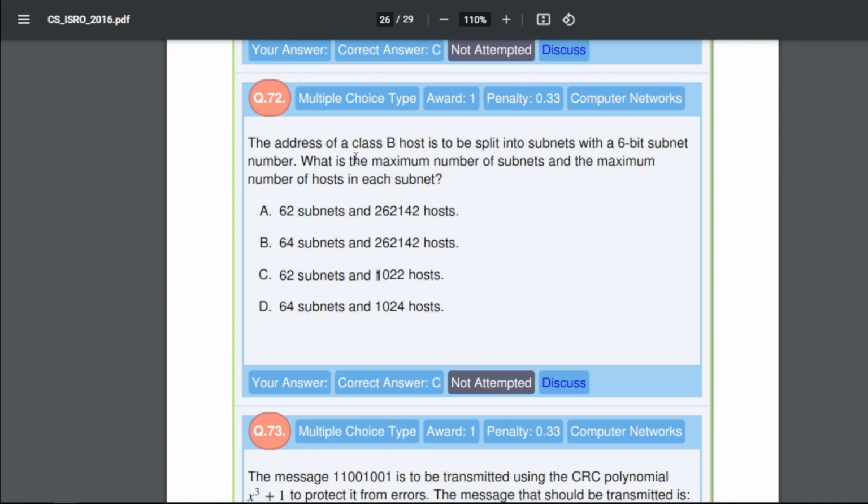Remember that the address of a class B host is to be split into subnets with a 6-bit subnet number. So what is the maximum number of subnets and the maximum number of hosts in each subnet? The maximum number of subnets will be 62, and the maximum number of hosts will be 1022. So C will be the answer.